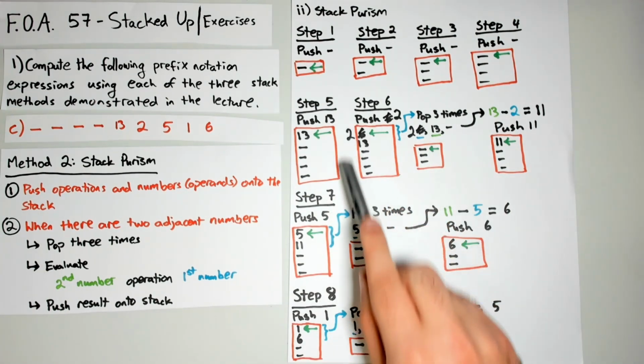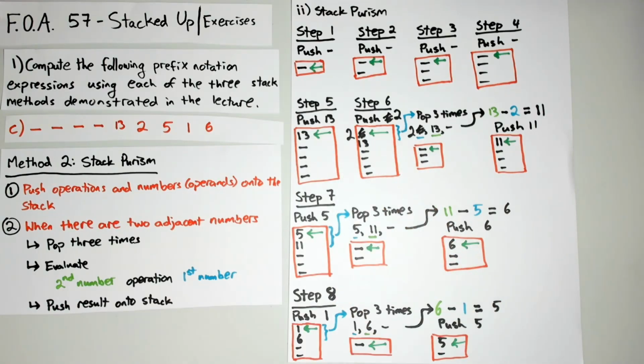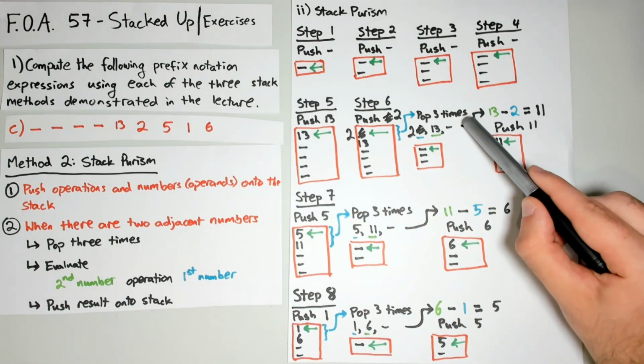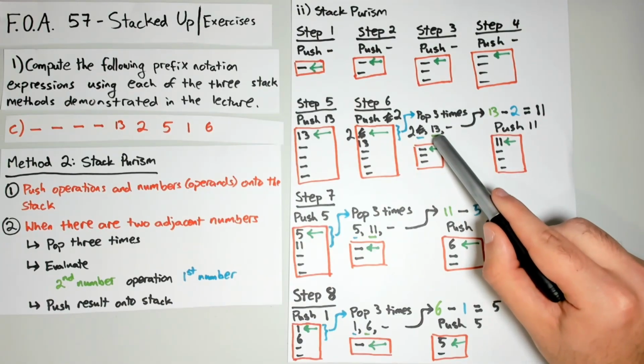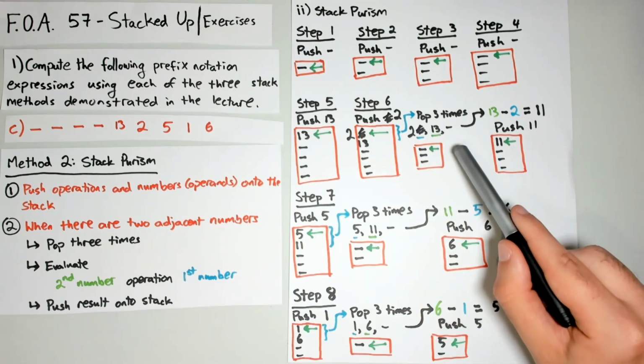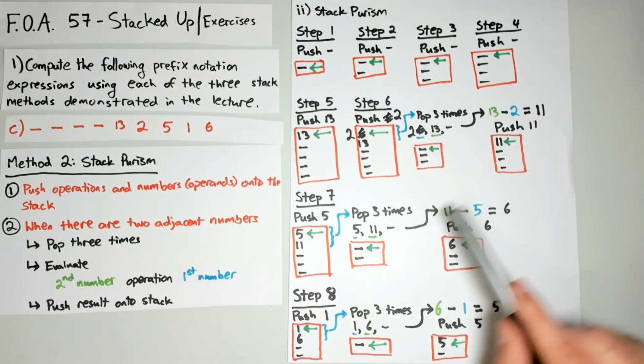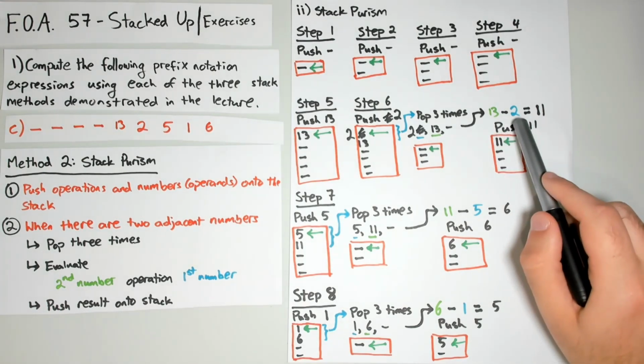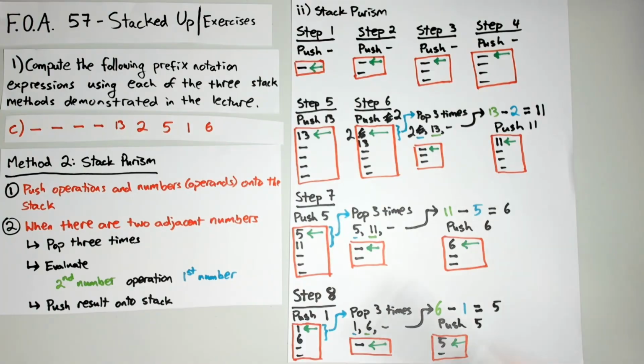Okay, so we've got our stack here. We've got 2 adjacent numbers, our 2 and our 13. It's time to do some evaluation. So we're going to pop 3 times to get the 2 and the 13 and a minus sign. So we're going to have just 3 minus signs left over. And we're going to make sure to evaluate in the opposite order. So we do 13 minus 2, which gives us 11. And we push 11 back onto the stack there.